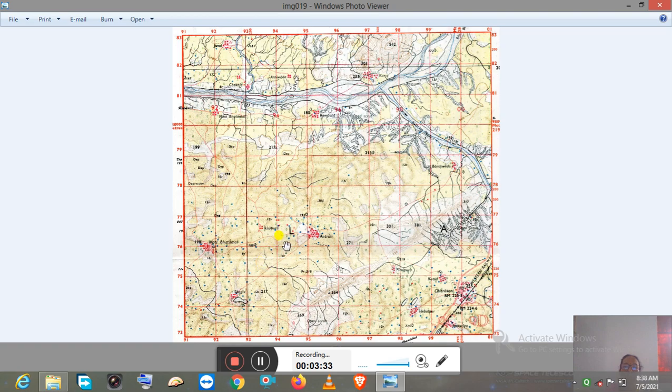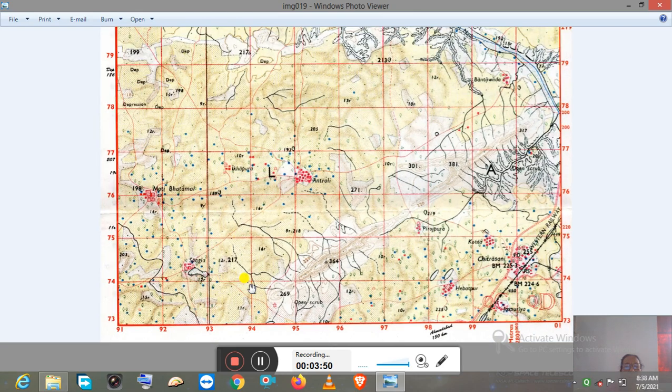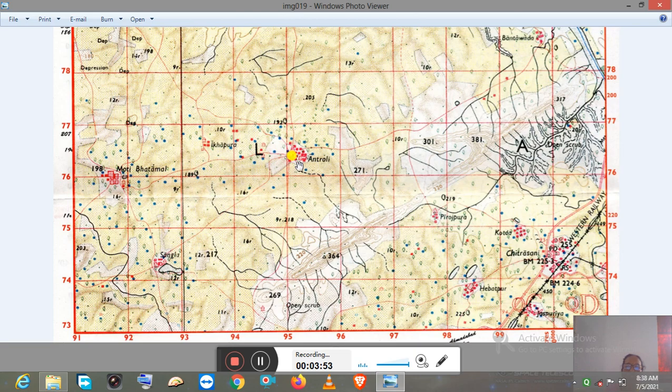And the village direction, how are the questions asked? What is the direction of village Antroli from Sangla? So here you can see the direction of village Antroli. From Sangla the direction of Antroli is northeast. For villages or places, there is no need to give two directions because they are not moving. Only one direction is asked to tell.